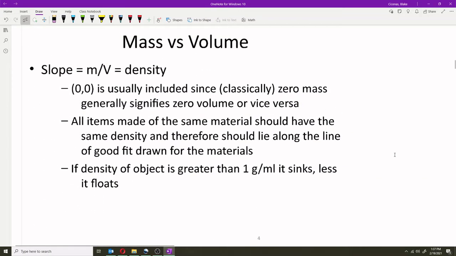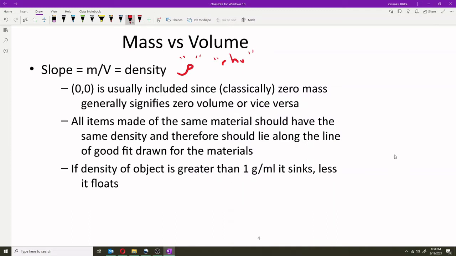Mass versus volume, slope is density, which is mass divided by volume. I will usually write this as a rho, which means density. We usually include 0, 0, because if you have 0 mass, you're going to have 0 volume, classically. A black hole doesn't quite obey that law of physics. Or really, it obeys the law of physics, but it doesn't exactly obey what I just said here. But in classical mechanics, that's definitely true.